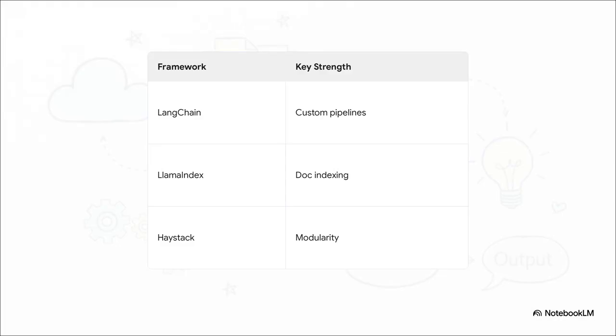Okay, so you basically have three top contenders here: LangChain, LlamaIndex, and Haystack. And each one brings a very distinct architectural strength to the table. If you're looking to build highly customized pipelines, LangChain is absolutely your go-to. Now, if your primary bottleneck is dealing with just massive amounts of data and you need incredibly efficient document indexing and retrieval, LlamaIndex is the specialist you want for that. And if your architecture demands excellent modularity, meaning you want to easily swap components in and out like Lego bricks, Haystack is a fantastic choice.